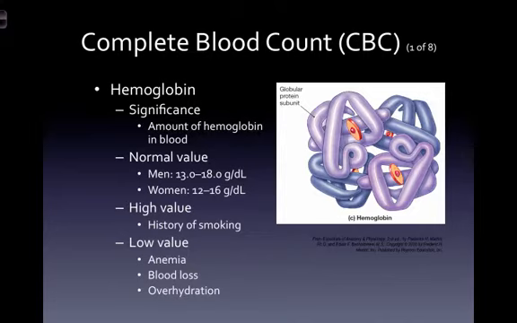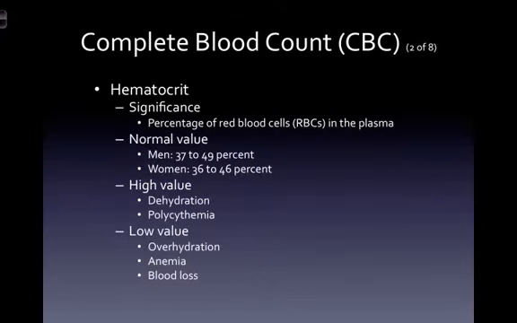These are formed elements, so if we overhydrate a patient, we thin out or we dilute out the sample. Complete blood count continued. This is a hematocrit. Significance, percentage of red blood cells in the plasma. Normal value in men is going to be 37 to 49%. Women, 36 to 46%. Now, very simply, red blood cells have hemoglobin on them. Hemoglobin carries our oxygen, so red blood cells are kind of important.